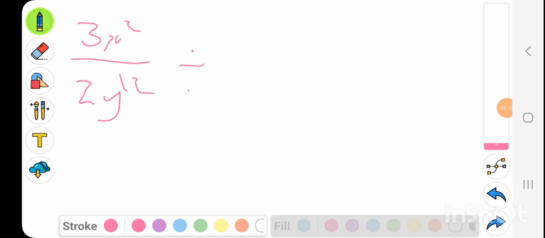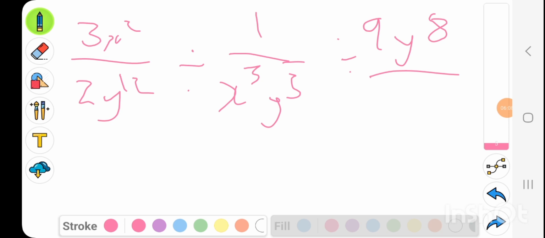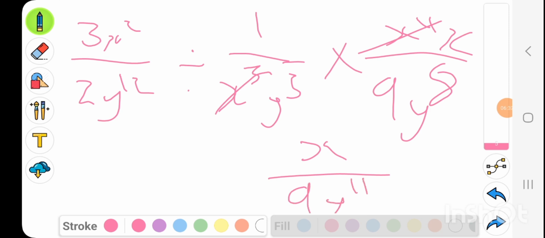Okay, so it has to be 1 over x cubed y cubed divided by 9y to the power of 8 over x to the power of 4, and then reciprocal, times x to the 4 over 9y to the 8. Alright, so get that away. That's just x. So it's basically x over 9y to the power of 11, guys. That is the second fraction, fully simplified as well.